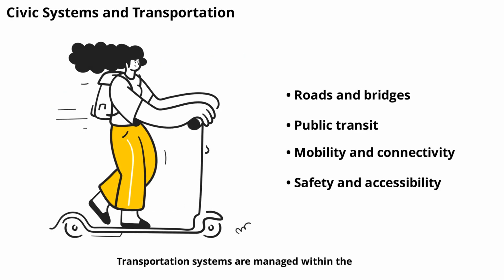Transportation systems are managed within the civic system to ensure mobility and connectivity. Governments plan, build, and maintain roads, bridges, public transit, and airports. Efficient transportation supports economic growth, reduces congestion, and improves quality of life. Civic systems also address issues like traffic safety, environmental impact, and accessibility. By investing in transportation, civic systems help people get where they need to go safely and efficiently.